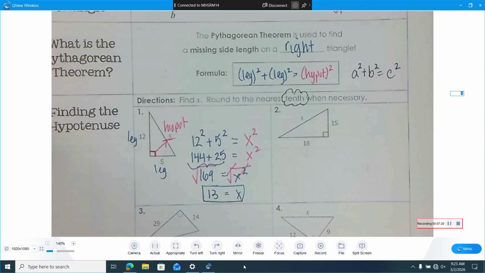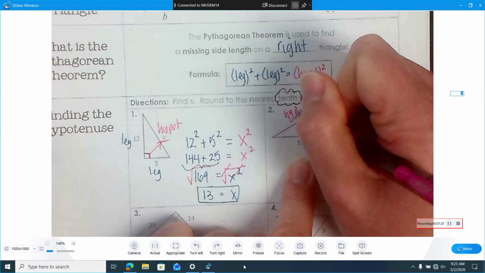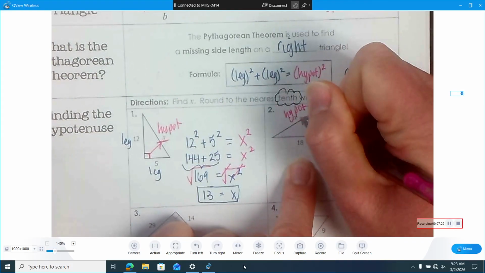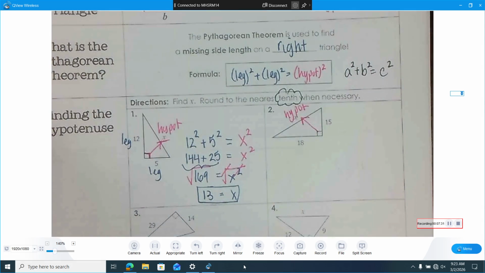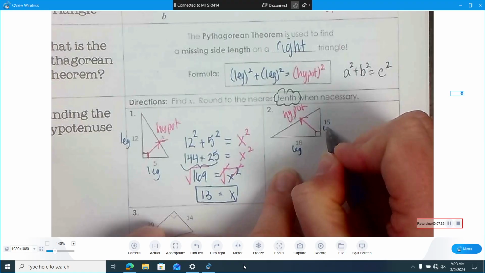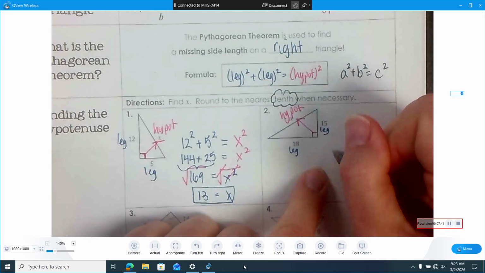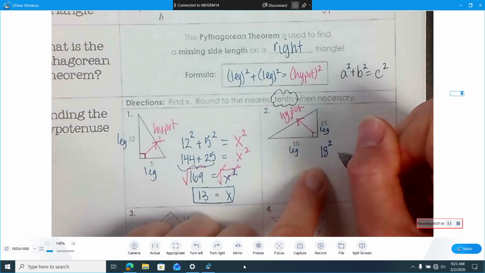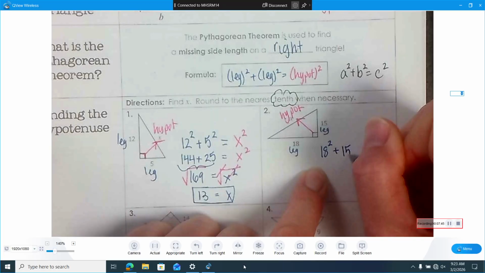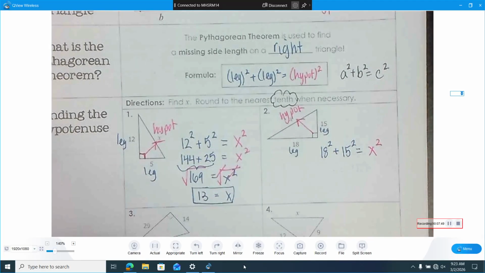Let's look at number 2. First thing you need to do is identify the hypotenuse. Where's the hypotenuse? X is the hypotenuse. It is across from the right angle, so that x is the hypotenuse, which means we have our leg and another leg here. And what's our Pythagorean theorem? Leg squared plus leg squared equals hypotenuse squared. So 18 squared plus 15 squared equals our hypotenuse squared.